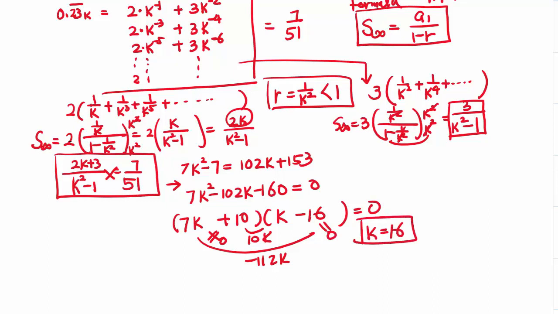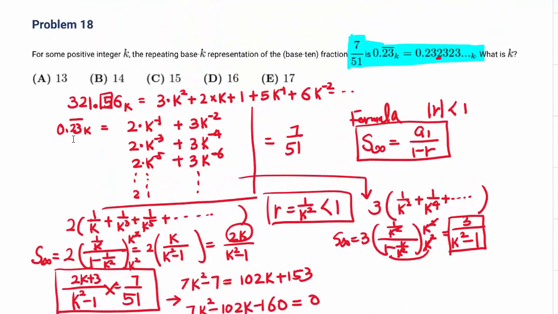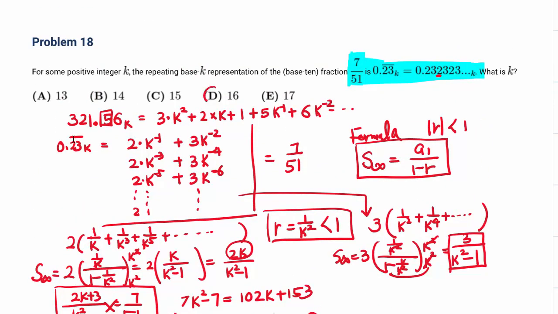This is what base number is k, the base 16 number representation, okay? So let me see. Okay, choice D is the answer, okay?